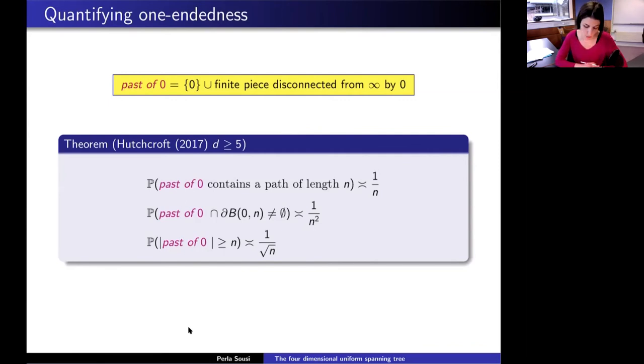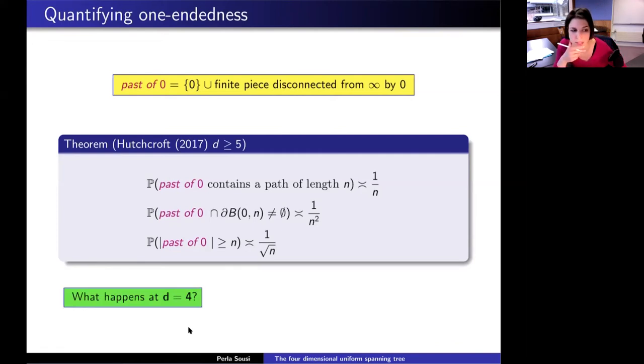So, he proved this for Z^d for d greater than or equal to 5, but also for more general transitive graphs satisfying a five-dimensional volume growth expansion. So as you see here, these probabilities do not depend on dimension. So this is a mean field setting where the past of 0 does not depend on the dimension. And what we were interested in was to understand what happens in dimension 4, which, as I said before, is the critical dimension for this model.